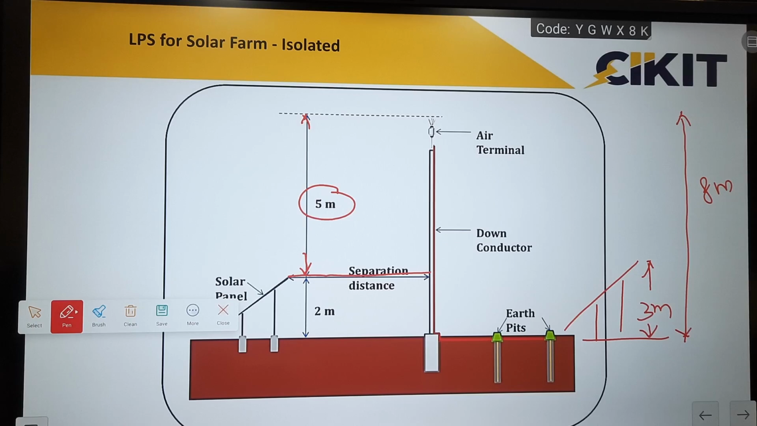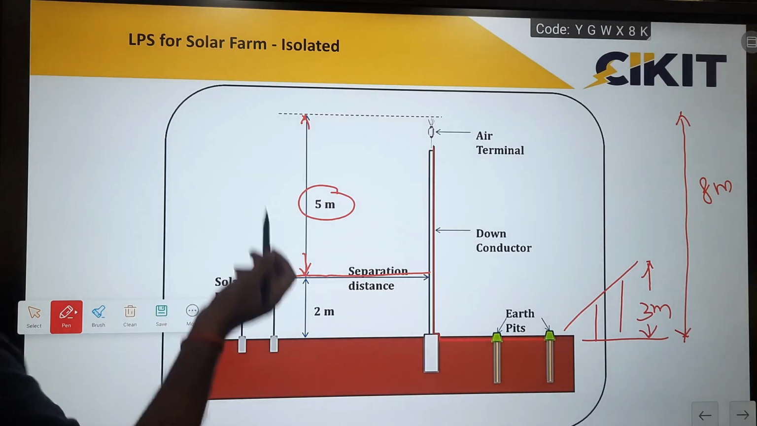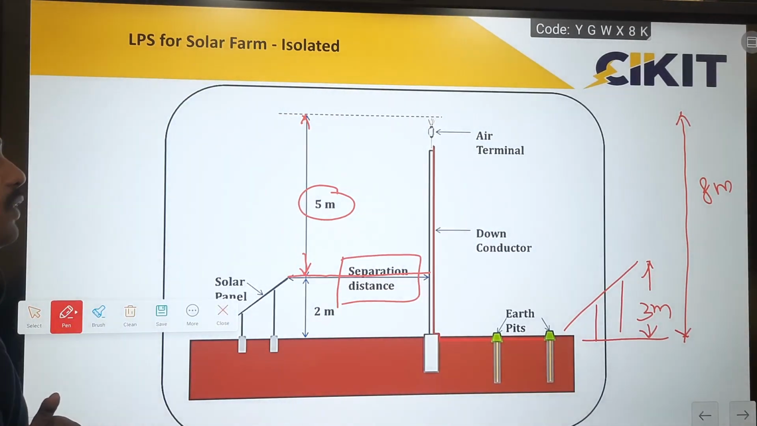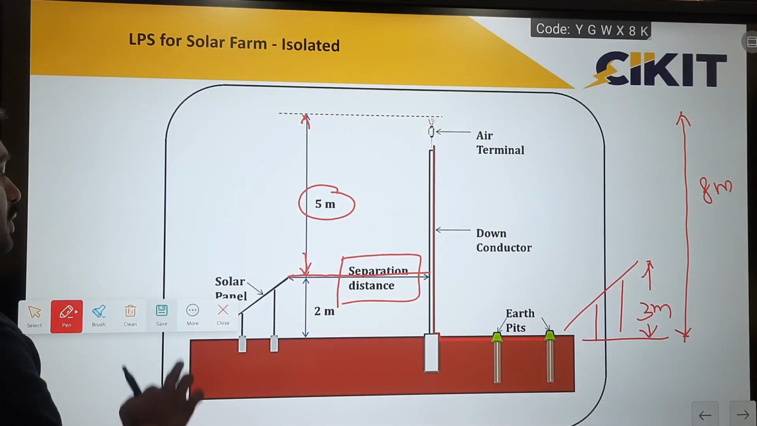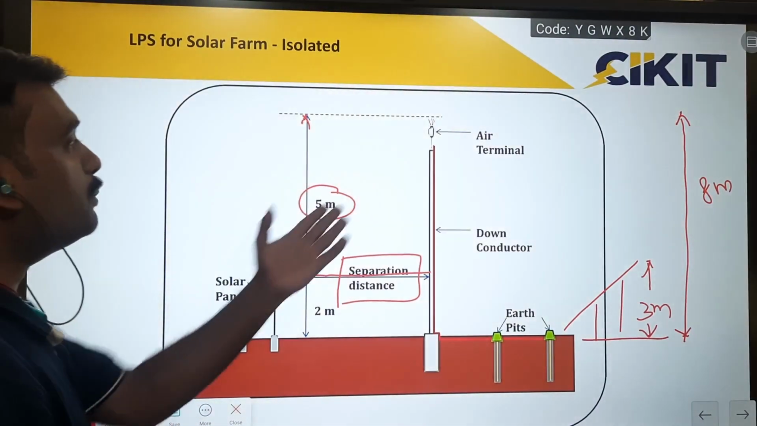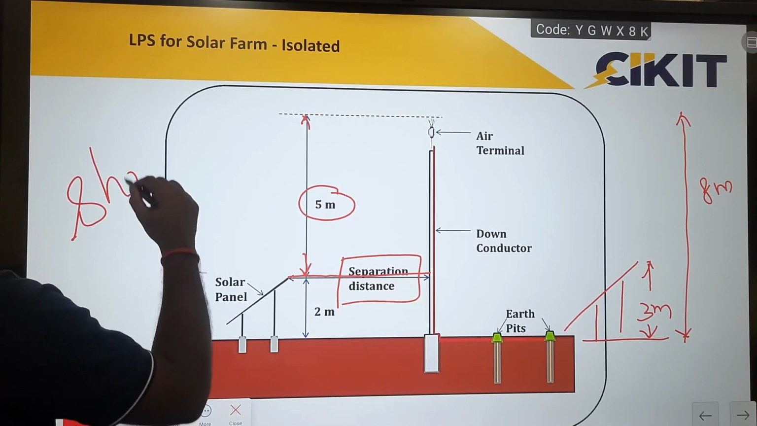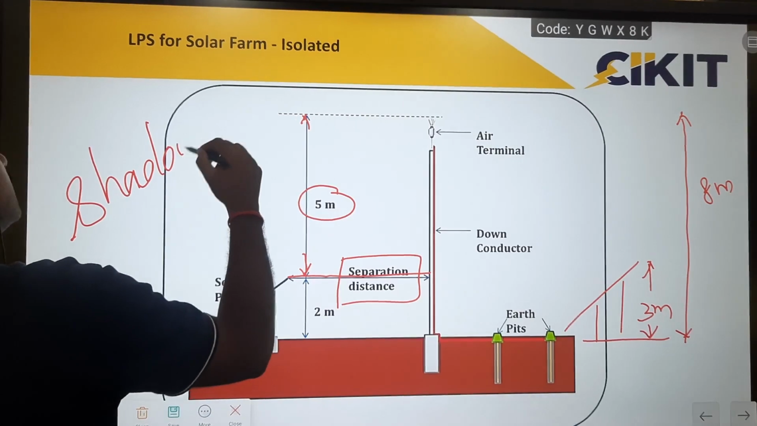Similar to the air terminals, there is the issue of shadow on the panels. Since we are providing a 5 meter structure above this pole, this 5 meter pole can also cause shadow. So in order to avoid the effect of shadows, we have to provide sufficient spacing between the air terminal and the solar panels. For finding this distance, we have to perform this shadow analysis.